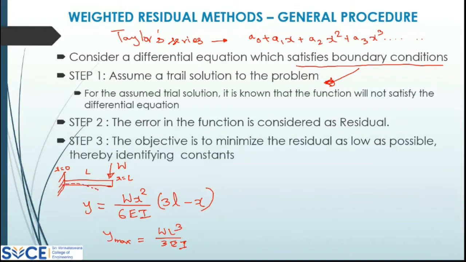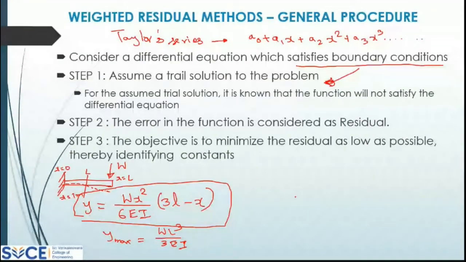But if I want the deflection at any point, for example when x is equal to 1 meter, I have to substitute x equal to 1 to identify the deflection there. So this is the main equation, and this is the answer for your cantilever beam.